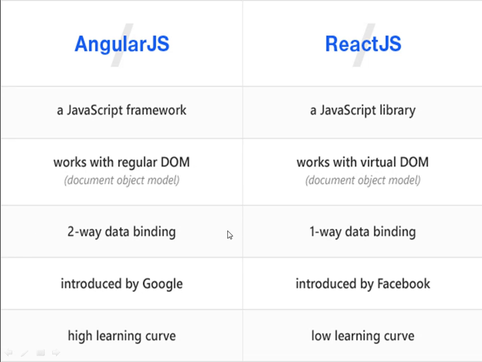Like two-way data binding means, suppose you have a UI, you go to the browser and you have built some application, and there is an input box where you can type something. As soon as you type something, there is always a value property associated with the input box that is going to change as soon as you type something in that input box, or you can say search bar, if you are using two-way data binding.